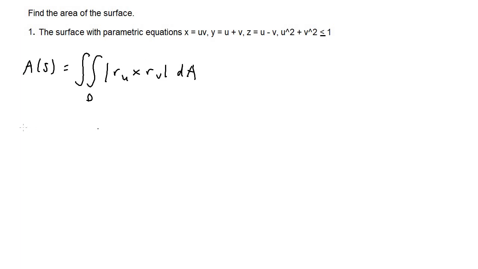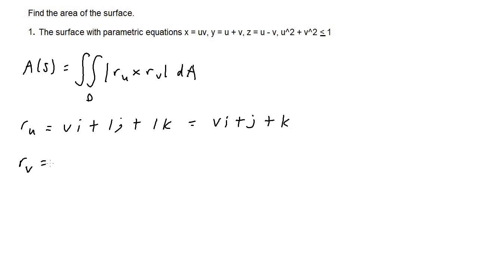So let's first find r sub u. Now remember, for r sub u, we're just going to take the partial derivative of each equation with respect to u. So the partial derivative of the x equation with respect to u is going to be v, so v times i, plus the partial derivative of y with respect to u, that's just going to be 1 times j, and plus the partial derivative of the z equation with respect to u, that's just going to be 1 times k. So if we simplify, we get v times i plus j plus k. So now let's find r sub v.